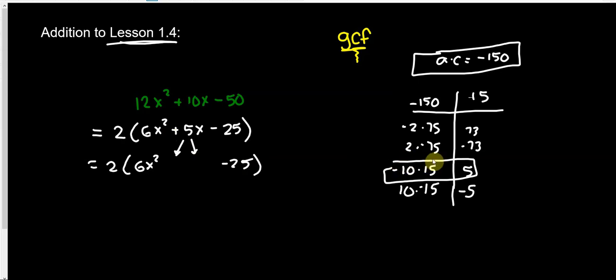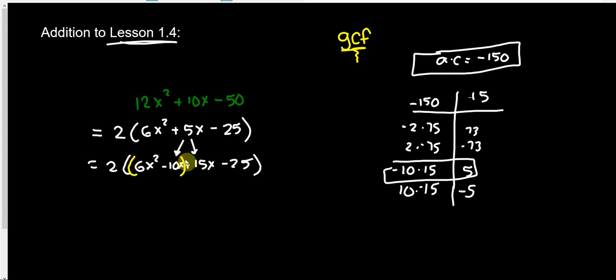minus 10x plus 15x. And you would agree that negative 10x plus 15x is 5x. So these are equivalent mathematical statements, equivalent expressions on each side of this equal sign. And so I haven't changed the value at all, but what I've done is make this something that, if this factors, should factor by grouping.